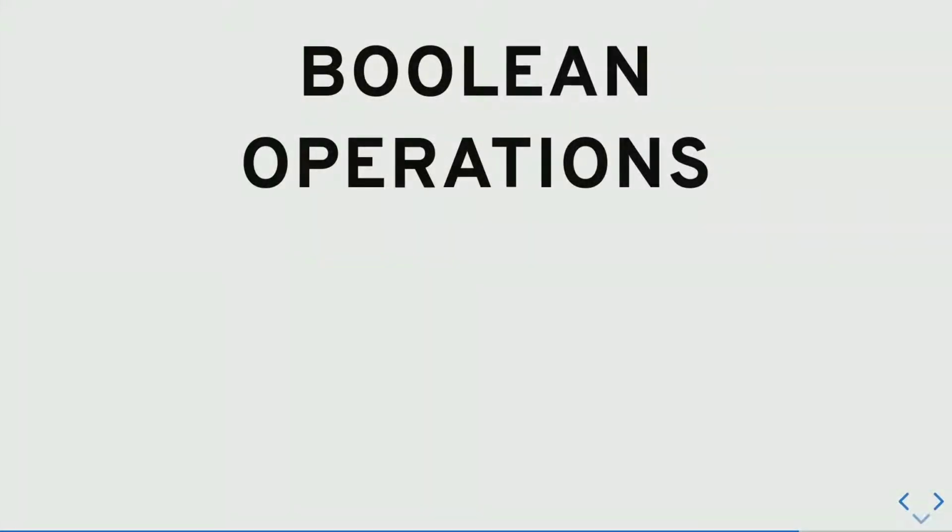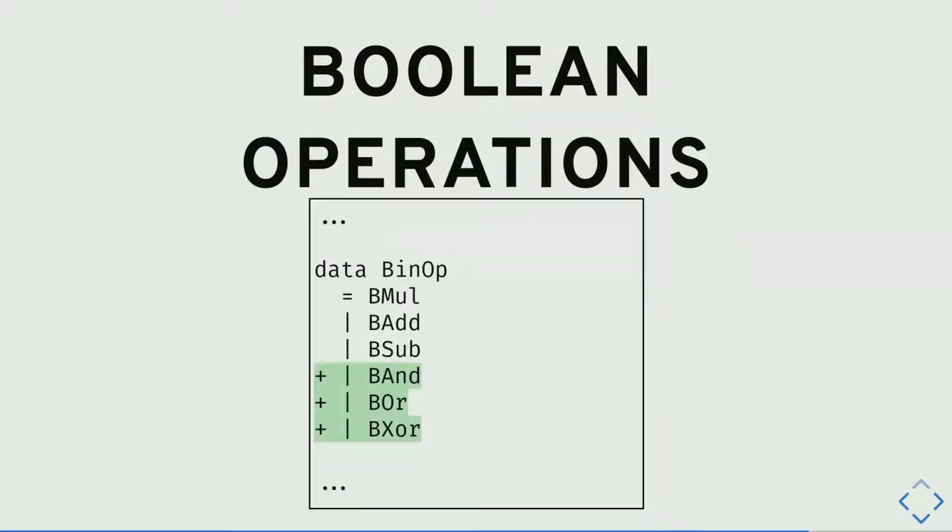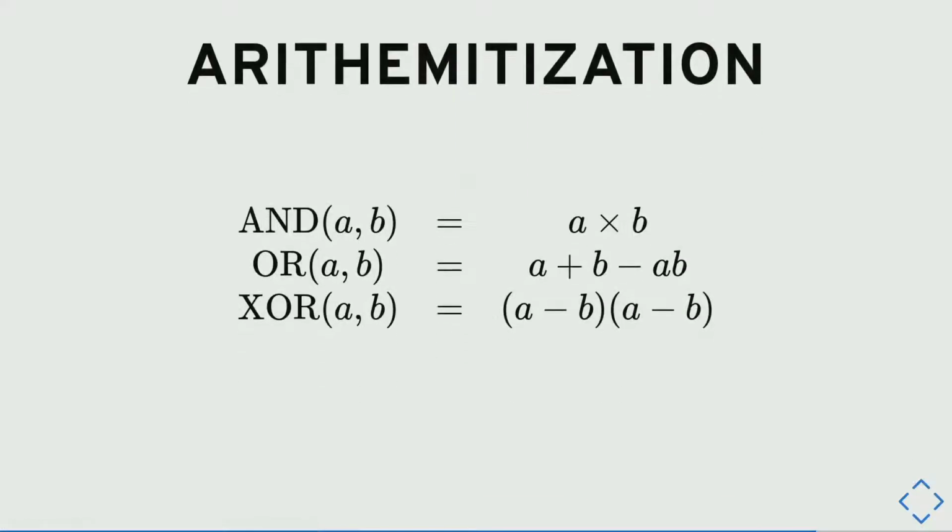So the next thing you can do to this simple language is introduce Boolean operations. So we're just going to add AND, OR, and XOR, and this is quite a nice thing: if you say 1 is true and 0 is false, then you can basically get the AND, OR, XOR just using arithmetic, just like so.